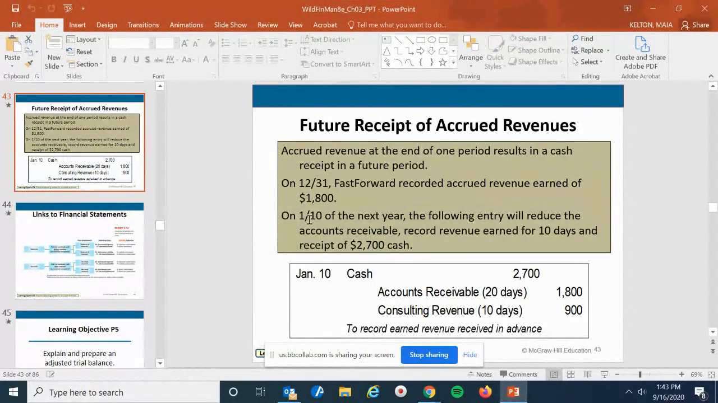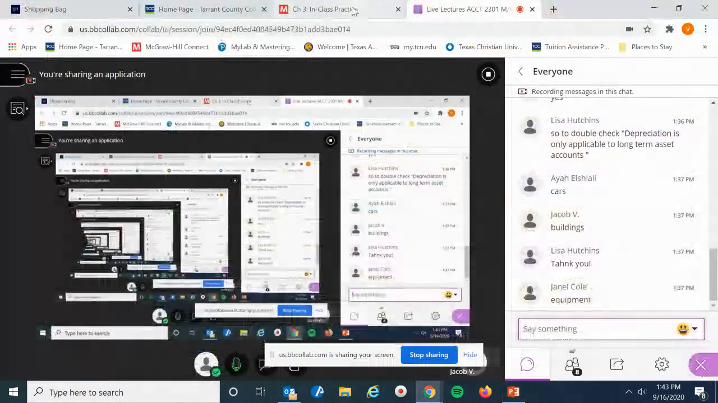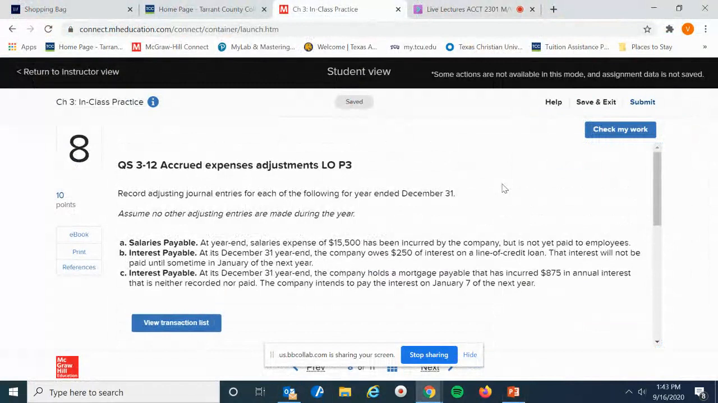Now, the biggest difference between deferrals, the journal entries that we already learned how to prepare, and accruals is the timing of the cash transaction. For deferrals, cash happened in the past. For accruals, cash happens in the future. Okay, so let's look at Connect. In addition to salaries expense, we will accrue interest, and we have actually 2 cases where interest will be accrued. All right.